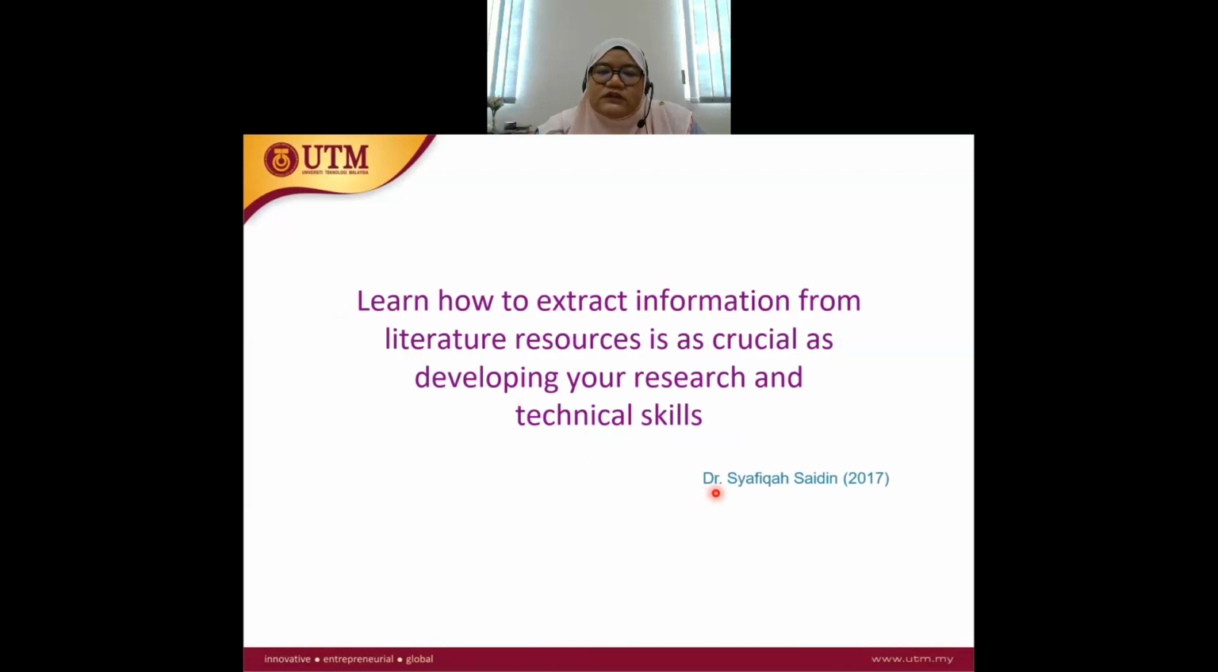Okay, so Dr. Shafiqah Saidin said that learning how to extract information from literature resources is as crucial as developing your research and technical skills. So it is important to develop your research skills. Technical skills are important, but it is also important how you extract the information from the literature review.